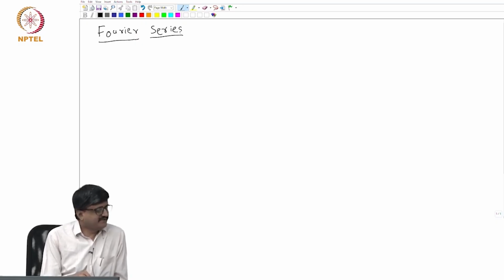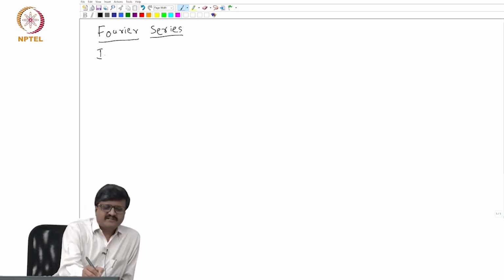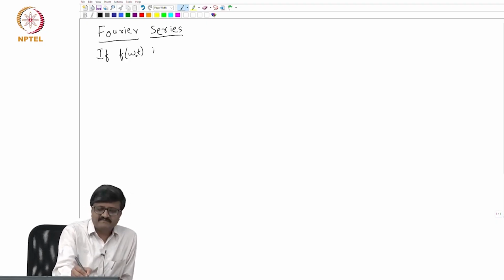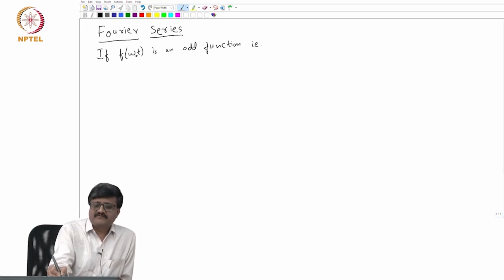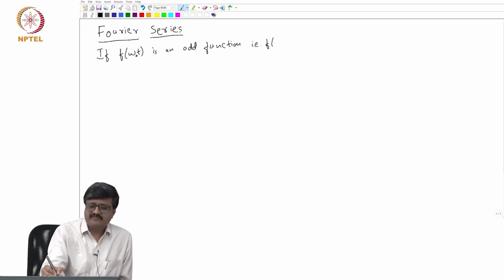Our intention is to compute either the fundamental component or the harmonic component using Fourier series. Of course, though average is something which is given by Fourier series, one need not get into Fourier series to get the average, because average is something which is more basic than Fourier series. Let us consider some special cases where there is some symmetry. If f of omega o t is an odd function, a function is said to be odd if f of minus omega o t is equal to minus f of omega o t.